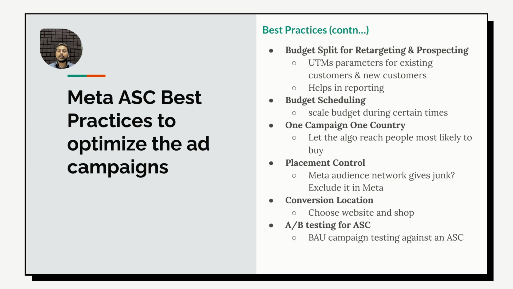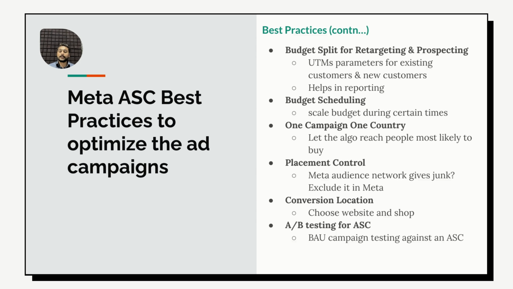Next, conversion location. Meta recommends that you use website and shop instead of website and app if you have an offline store. If you have just a website, just use website. Meta recommends that selecting web and shop as a conversion location will result in better ad campaign performance.